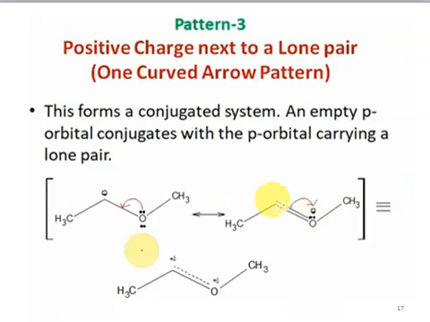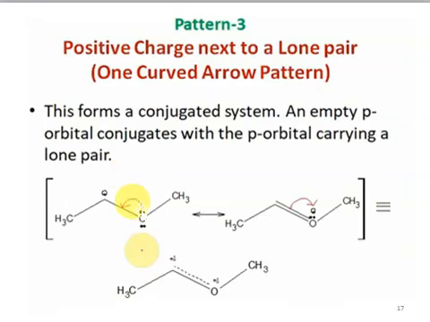So this is a form of conjugated system, where the empty p orbital of this positively charged carbon conjugates with the p orbital carrying the lone pair. Always remember that whenever you have a lone pair, a positive charge, a negative charge, or a free radical, that always resides in a p orbital. Since we have a p orbital here, this positive charge is residing in the p orbital.